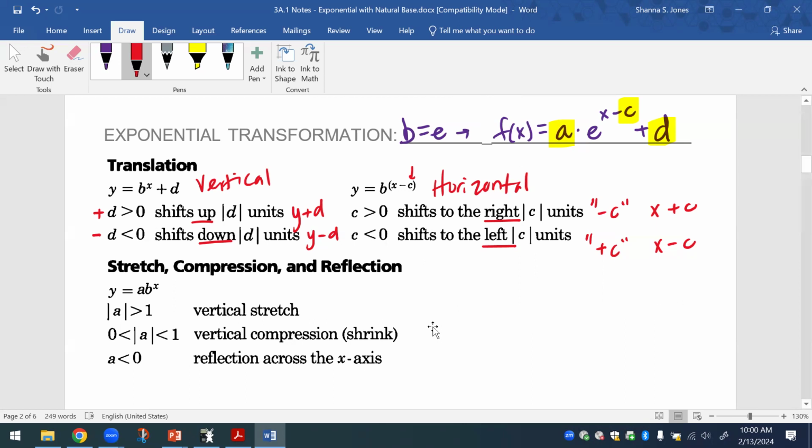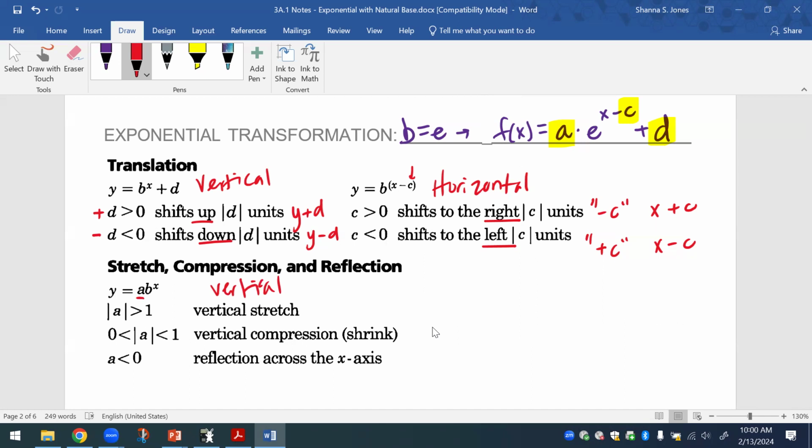All right. Next, stretching and compressing and reflection. So now we're at our A. Your A is what's in front. It's your vertical compression or stretch or reflection. I forgot the C. Vertical. There it is.